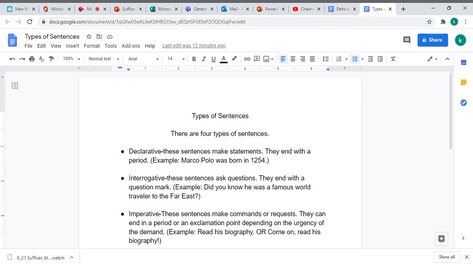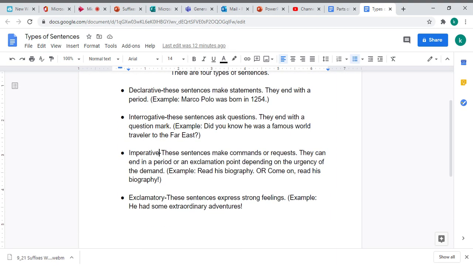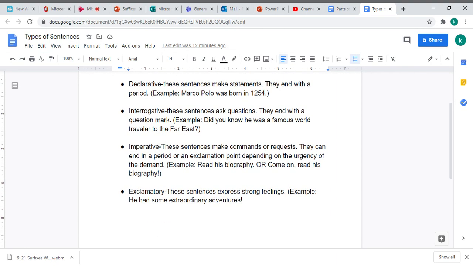Declarative is your first type. These sentences make statements. They end with a period. For example, Marco Polo was born in 1254. Interrogative, these sentences ask questions. They end with a question mark. Example, did you know he was a famous world traveler to the Far East?